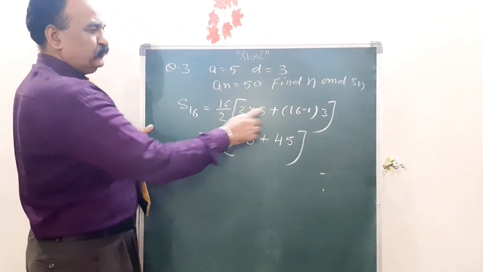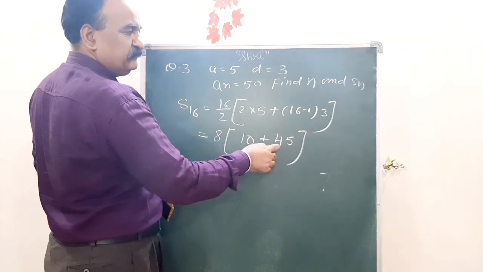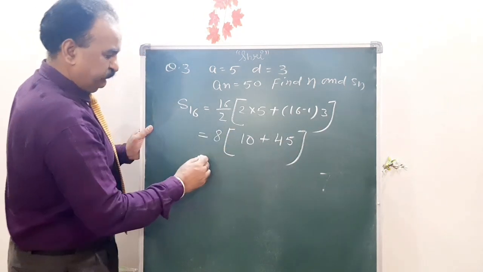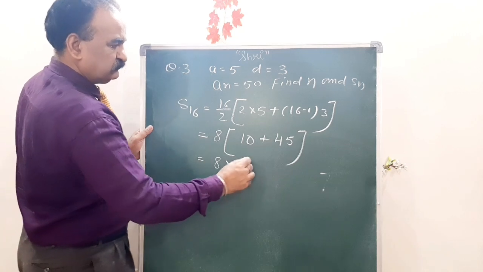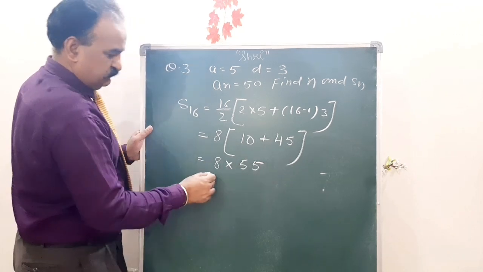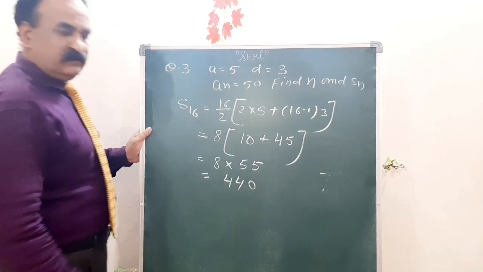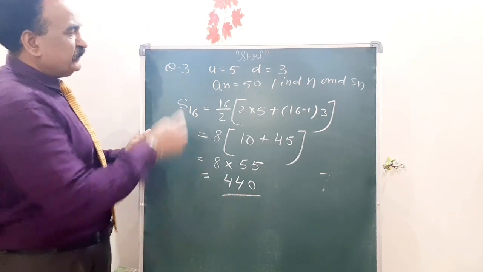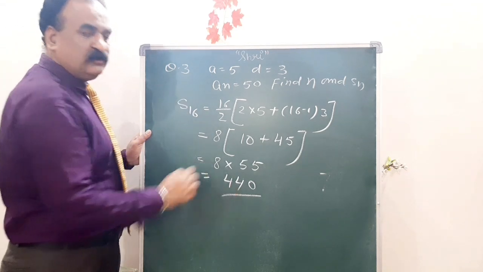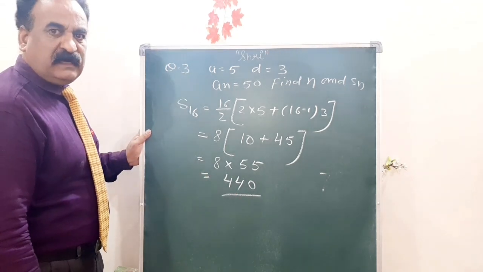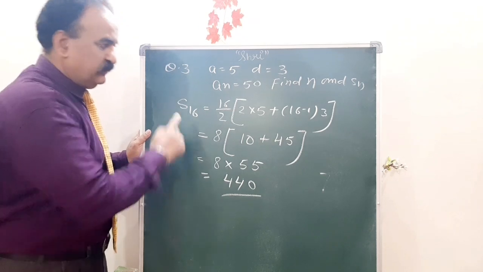45. 5 2s are 10. 16 minus 1 is 15. 15 into 3, 45. It means 8 into 55. The answer is 440. It means the sum of 16 terms is equal to 440. I think it is clear to you. Okay. Now next question.